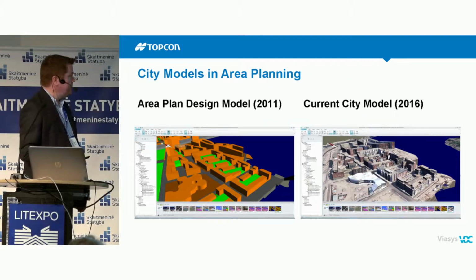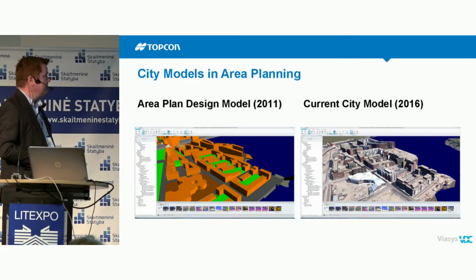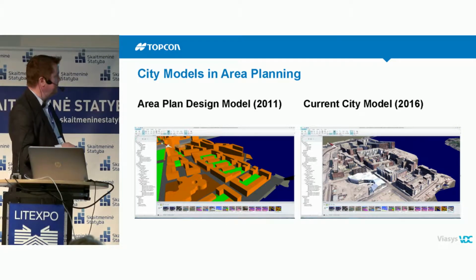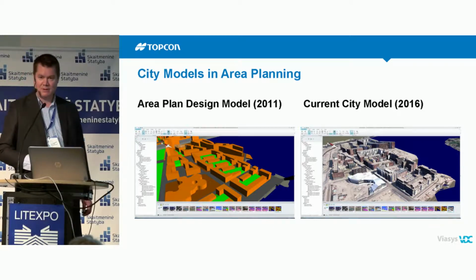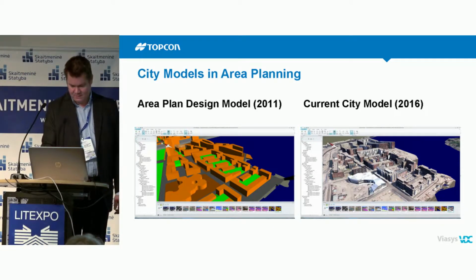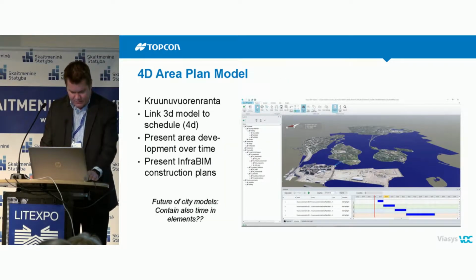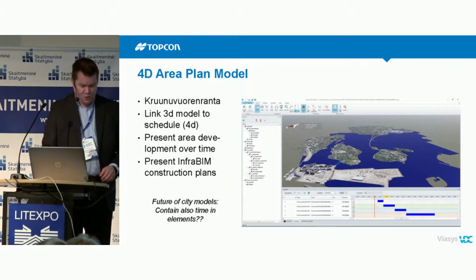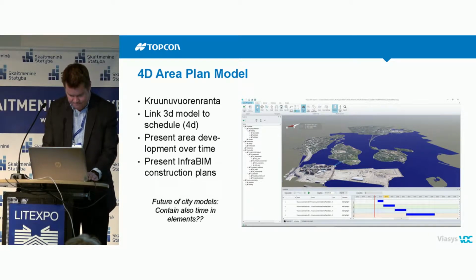You can also use the city model in area planning. So this was an area plan design made in MicroStation in 2011, and this is the real situation now in the city model in 2016. I have to say that the architects working in the area planning were quite accurately defining what's happening in real life. So that plan has been a success. Here is also an example of the area plan combined with a schedule.